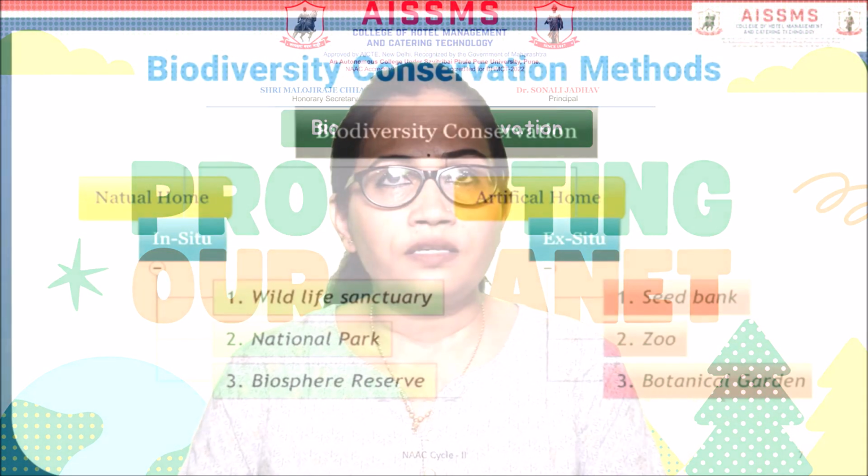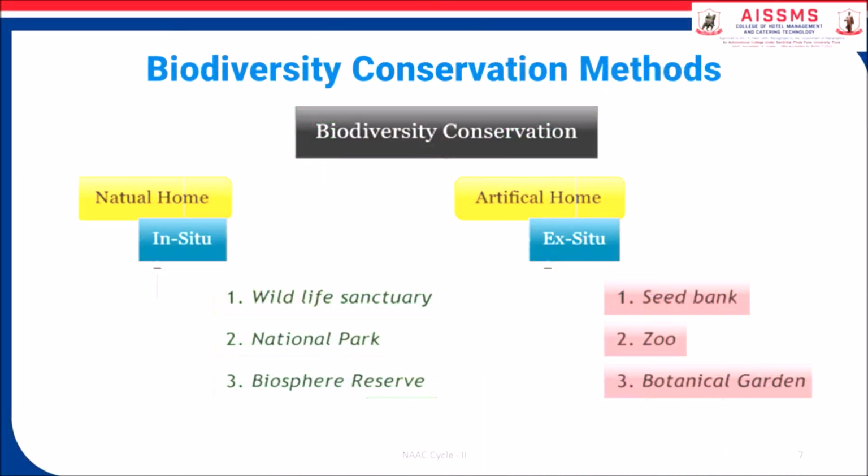Now you can see here two methods of conservation of biodiversity. First is in situ conservation. This means conserving plants, animals, and ecosystems right where they naturally live. It's like preserving a forest or a coral reef in its own habitat. This method focuses on protecting natural areas and managing them sustainably so that all the species living there can thrive.